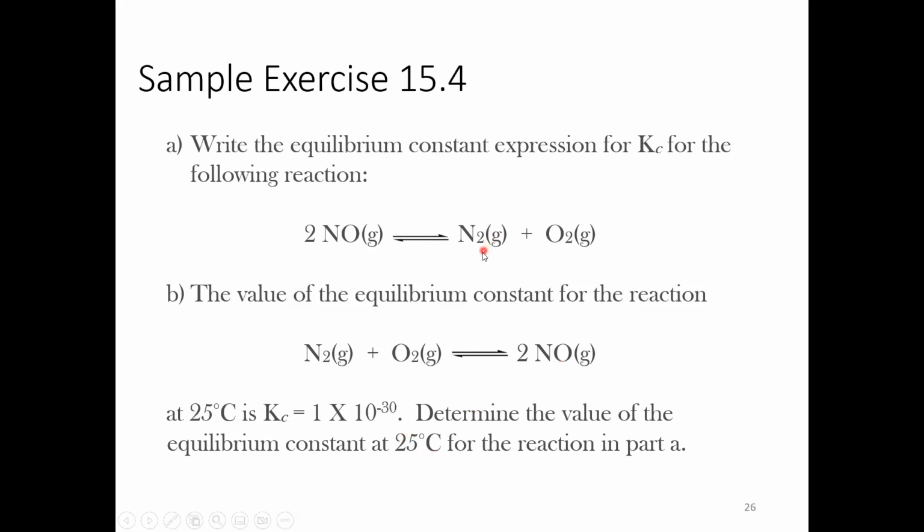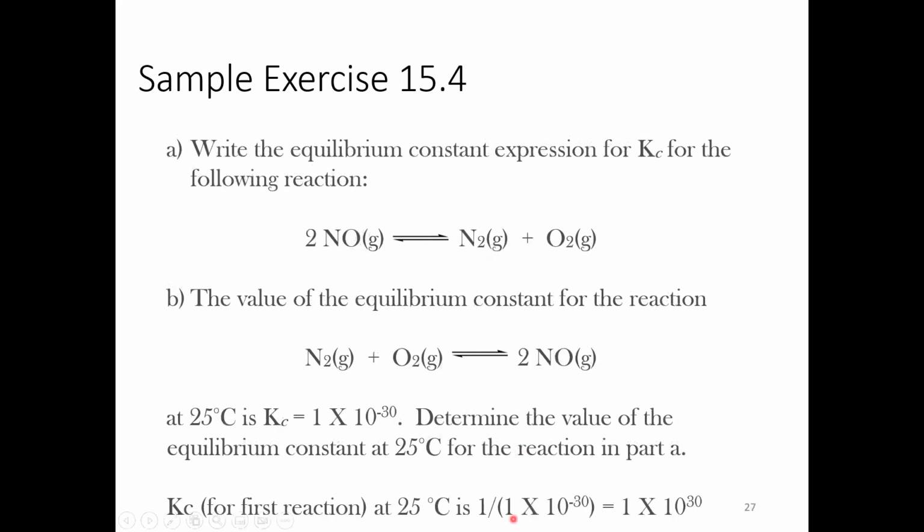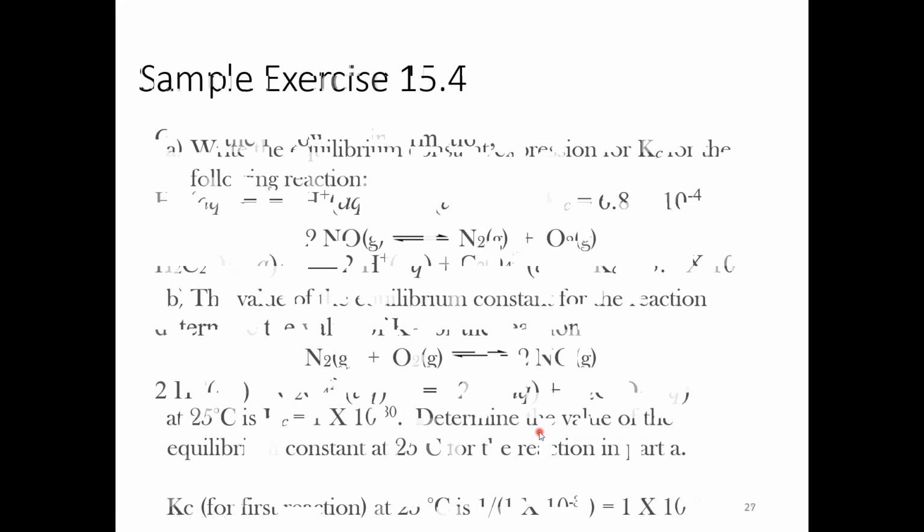So if we want to get the equilibrium constant for the reversed reaction, so if we flip that around, what's the equilibrium constant going to be? What we can do is just take the inverse of that. So we'll have 1 over 1 times 10 to the negative 30th, which is really just going to give us 1 times 10 to the positive 30th there. So with the flipping of these reactions, the equilibrium constant is just going to be the inverse.